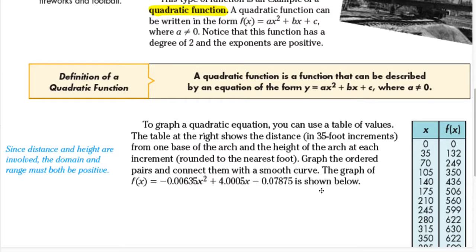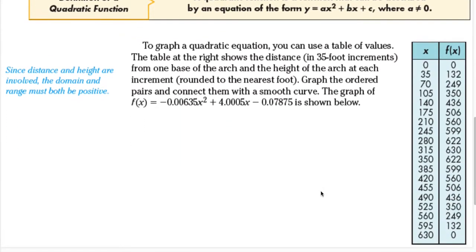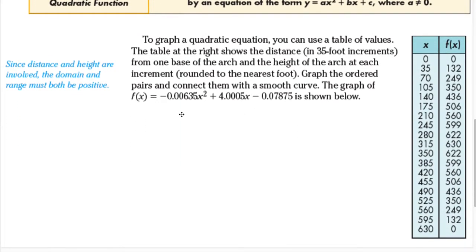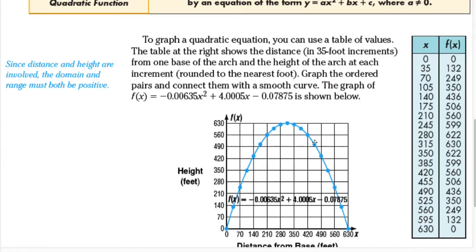0.07875 is shown below. So basically, after creating a table of values from this equation, we make a t-table out of this, and we end up with these values. If we graph those table of values, this is how it's going to look. These are the ordered pairs, and this graph is made up of the ordered pairs from our table of values.